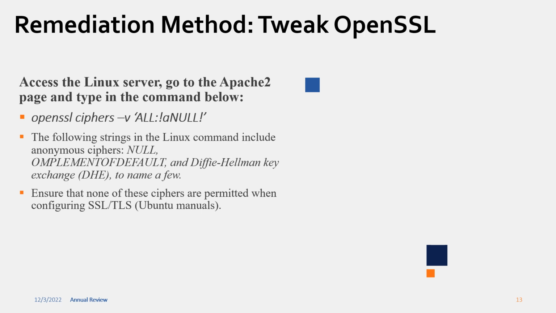We can tweak the OpenSSL protocol by using the Linux command that I included here. We have to go to the Apache 2 page and type in the command below. The strings in the Linux command include so many anonymous ciphers, and to ensure that none of these ciphers are permitted, that's the purpose of using this particular Linux command: openssl ciphers -v ALL:!aNULL. It ensures that none of these ciphers are permitted when configuring it, and you can remediate this.